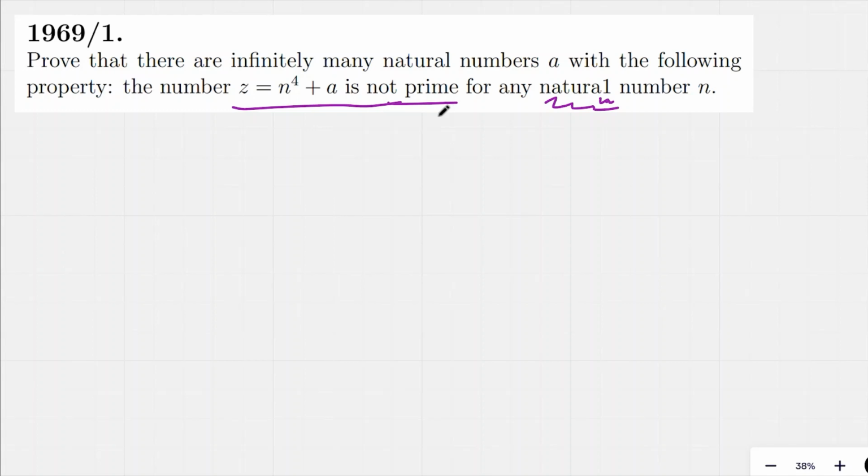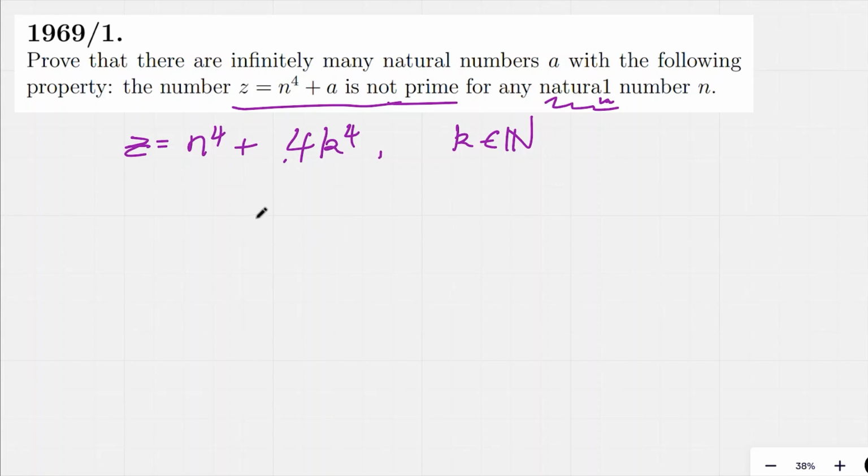And we have a play about with it, and we arrive at this choice here. So n to the 4 plus a, and now a, I'm just going to say, is equal to 4 times k to the power of 4, where k is just some natural number. And obviously there are infinitely many choices for a then, just by making infinitely many choices of k. Now, all I want to do is prove that this thing here is not prime, and I'm going to do that by factorizing it.